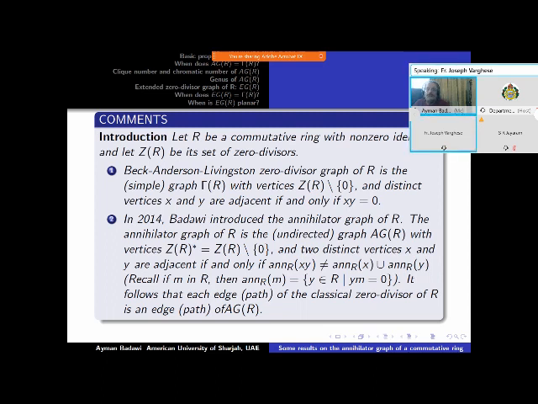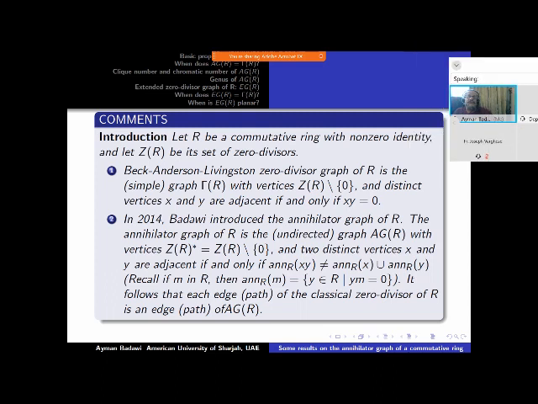R is a commutative ring with non-zero identity, and Z(R) is the set of zero divisors of the ring. We go back to maybe 1988 and then 1999. I put the three names together. They established the zero divisor graph of a ring.